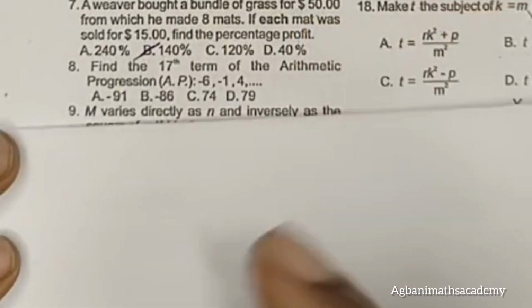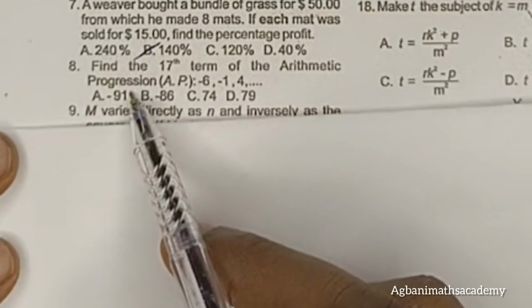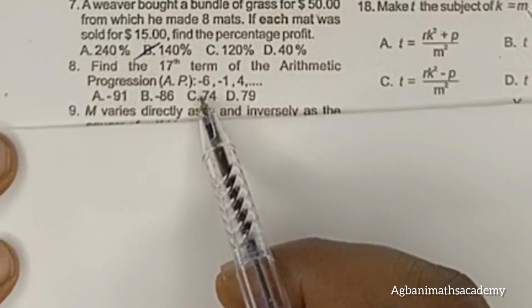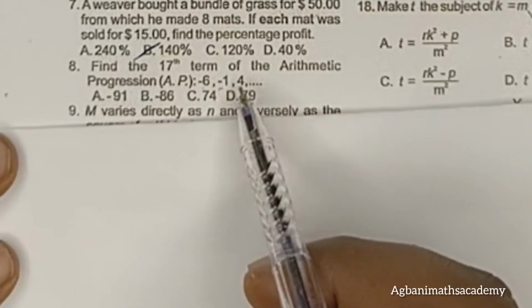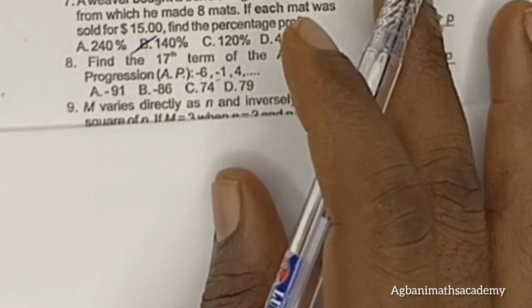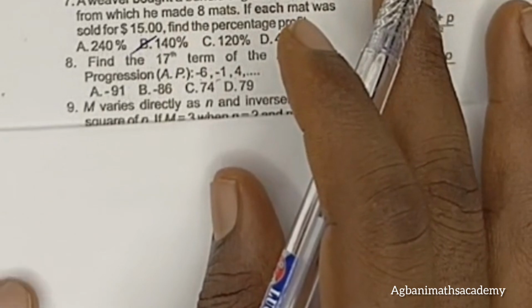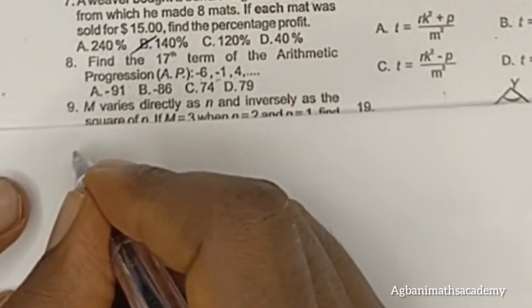Question 8. We are told to find the 17th term of an arithmetic progression AP, where the terms are -6, -1, 4, and so on. Okay, so we are expected to find the 17th term. So the first thing we do, we identify the first term.